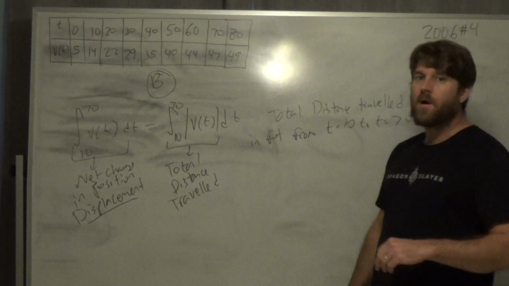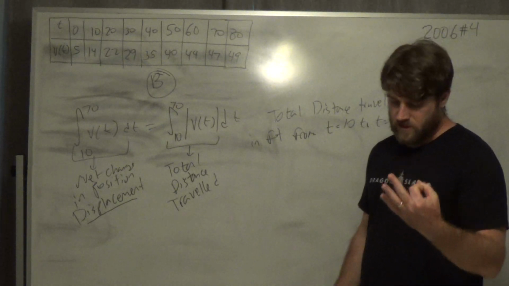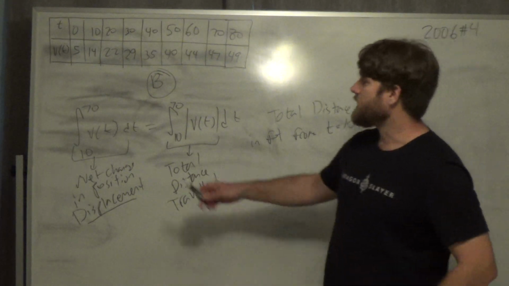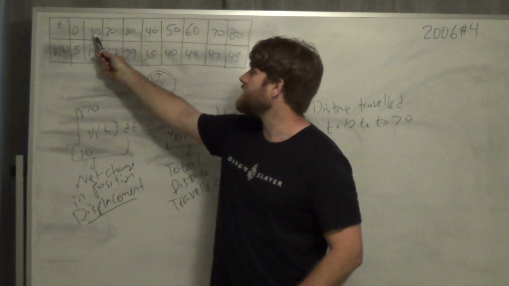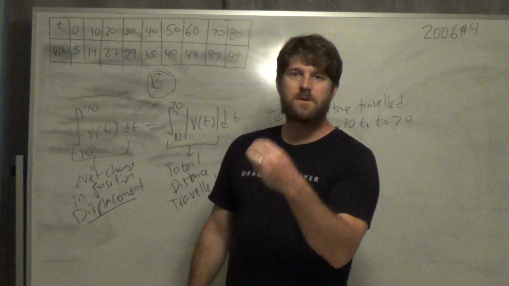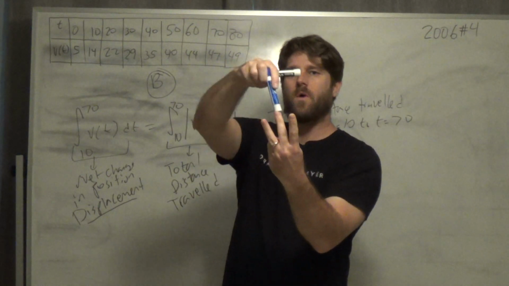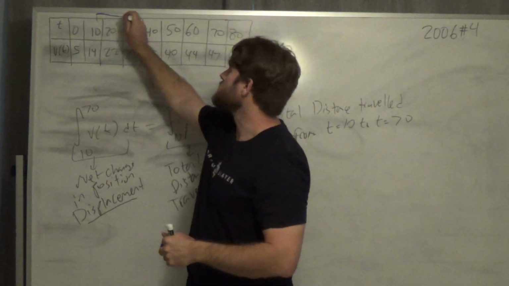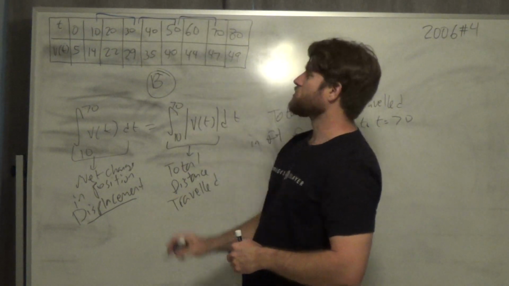Now, part B asks for one more thing. They say use a midpoint Riemann sum with 3 subintervals to estimate this. First of all, we're only going from 10 to 70, not 0 to 80. You have to have 3 things to have a midpoint; the one in the middle is the midpoint. So the midpoint's going to work like this: we're going to use these 3, followed by these 3, followed by these 3.